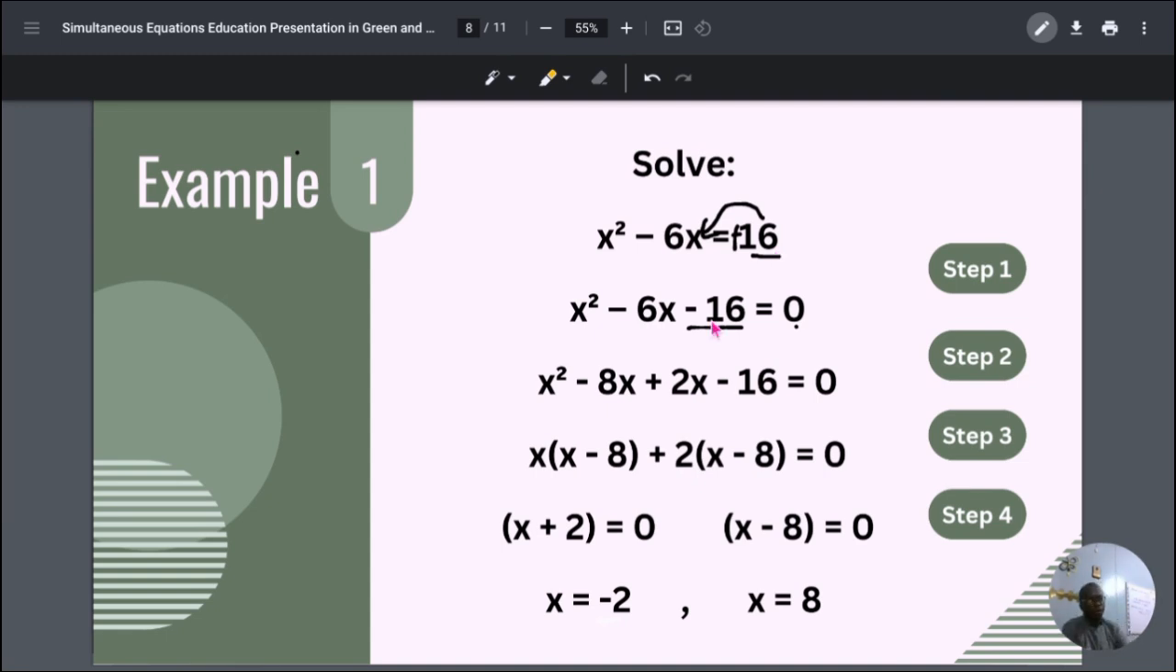Now the second step is mostly where the issue is. It requires a lot of thinking, and I want you to listen to this very well. For you to solve step 2, you have to understand what factors are. Factors.